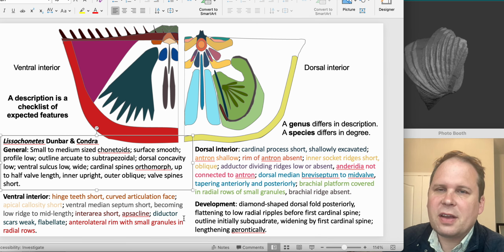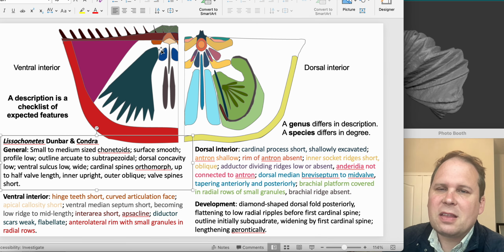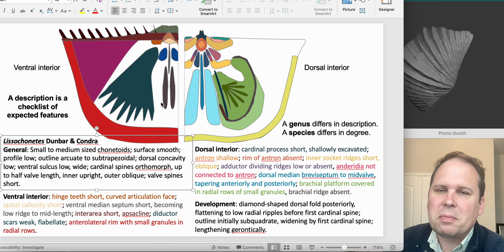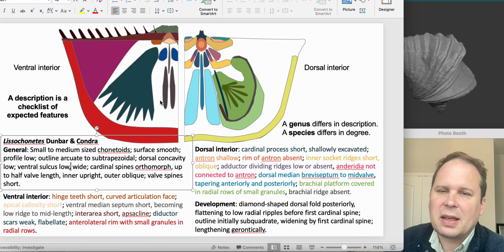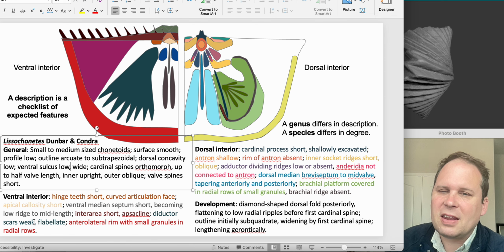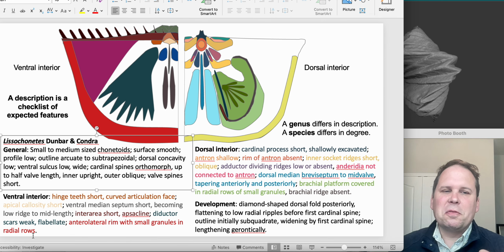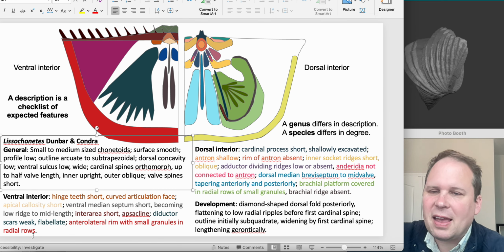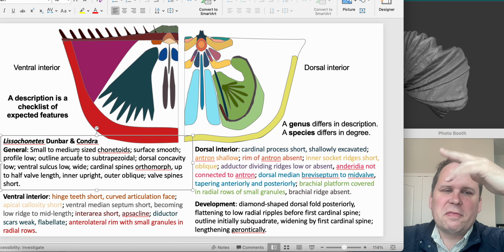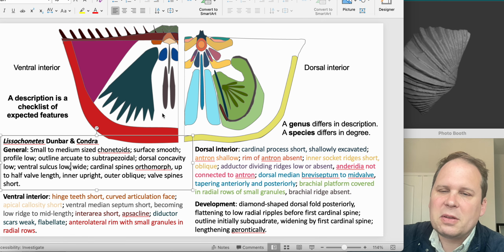Okay, the diductor scars are going to be weak. So that's going to be these scars right here, this sort of big blue thing, and it's shown really big on there. That's bigger than you get in any of them. But in this case, they don't leave a big groove in the shell, so you say the scars are weak. Flabellate means it has sort of fingers on the ends like this, which, yes, it does.